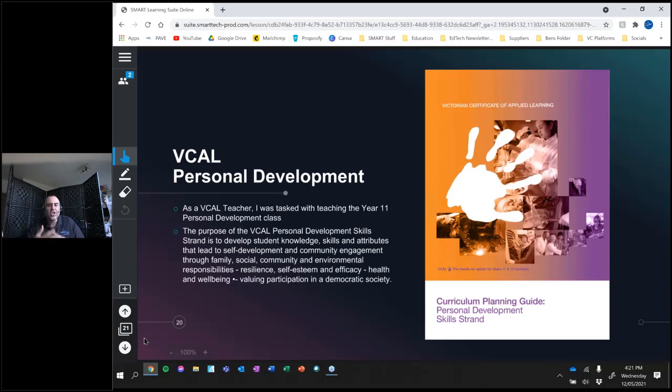So through family, social, community, and environmental responsibilities, it develops resilience, self-esteem, and efficacy, and health and well-being. Value participation in a democratic society. So it's about getting students to think outside of themselves. And it's a perfect place for you to do project-based learning.